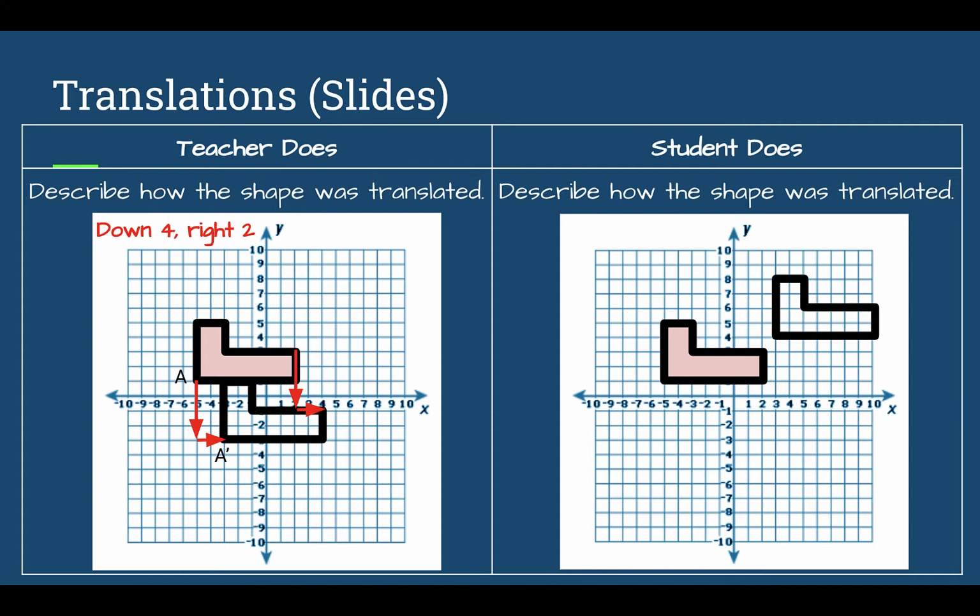Now it's your turn again. Pause the video. How was the shape translated? Here, the pre-image is the one that is colored in. Let's check. Going from the pre-image to the image, the colored in to the transparent one, you had to go up 3 and to the right 8 spaces.